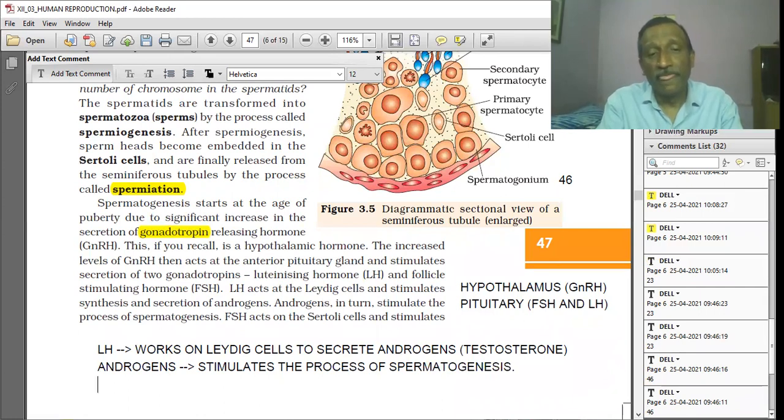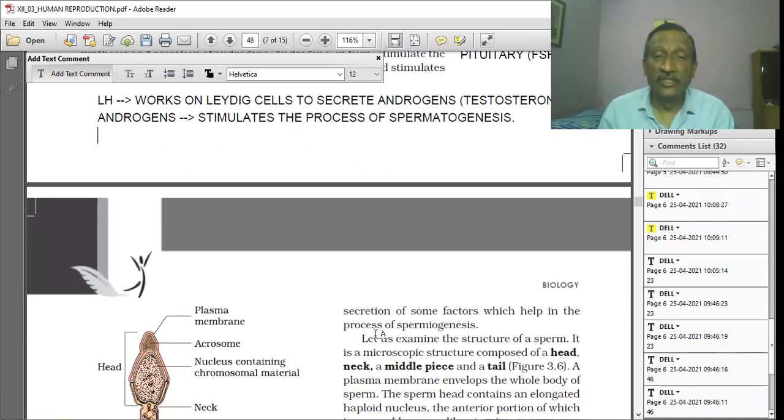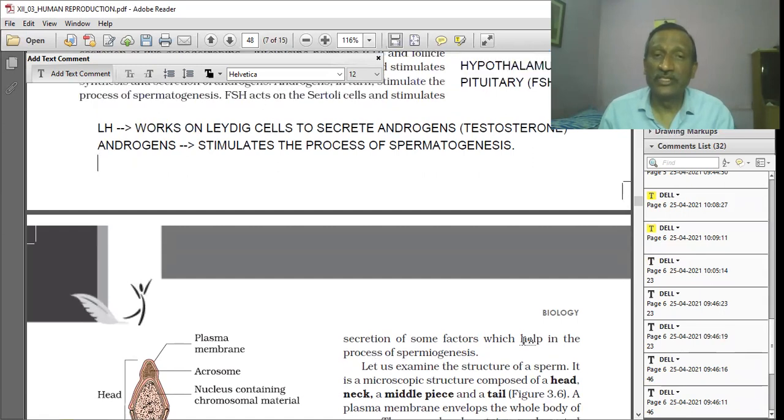Okay, I'll just explain how this entire chain works. First, let us study about FSH. FSH acts on the Sertoli cells and stimulates the secretion of some of the factors which help in spermatogenesis.